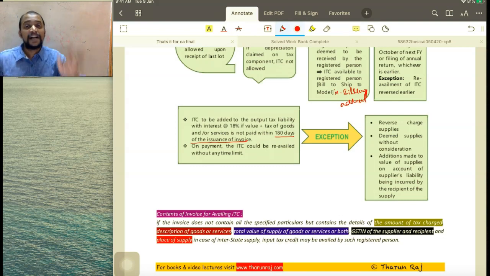Okay, sir, I will reverse, but with interest at the rate of 18% per annum from the first date of availment till the date of addition to the liability. So I have to pay interest at the rate of 18% per annum. That is, let's see this with an example.